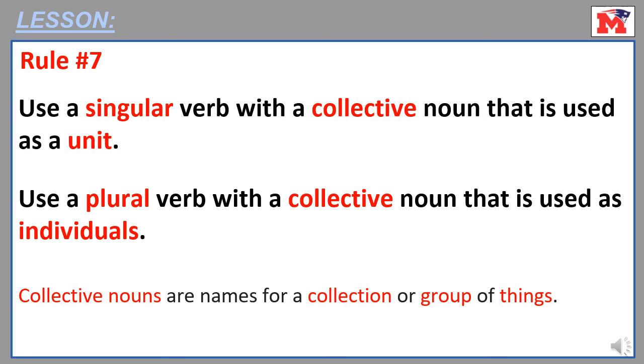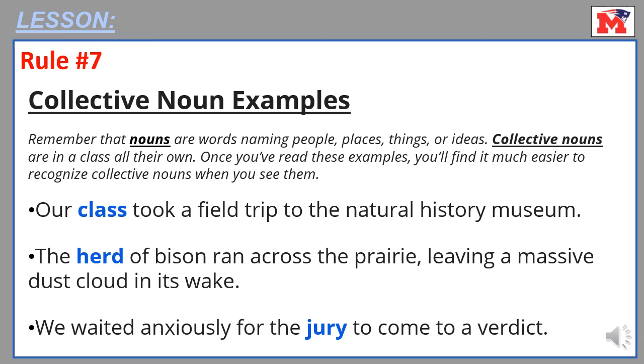Rule number 7. Use a singular verb with a collective noun that is used as a unit. Use a plural verb with a collective noun that is used as an individual. Now, before we can make sense of this, we have to define collective nouns. Collective nouns are names for a collection or a group of things. Collective nouns are in a class all their own. They do their own thing.